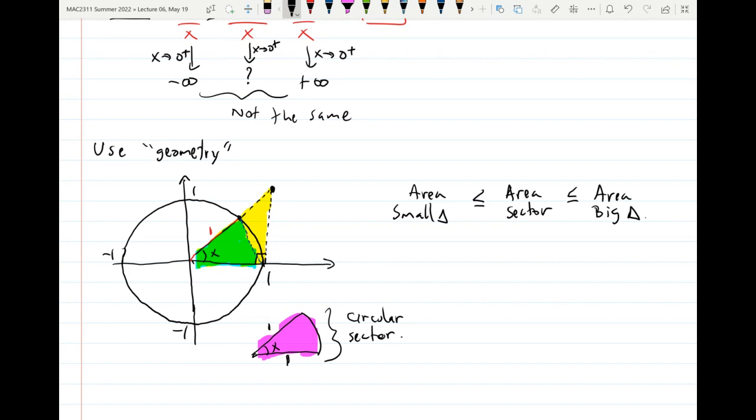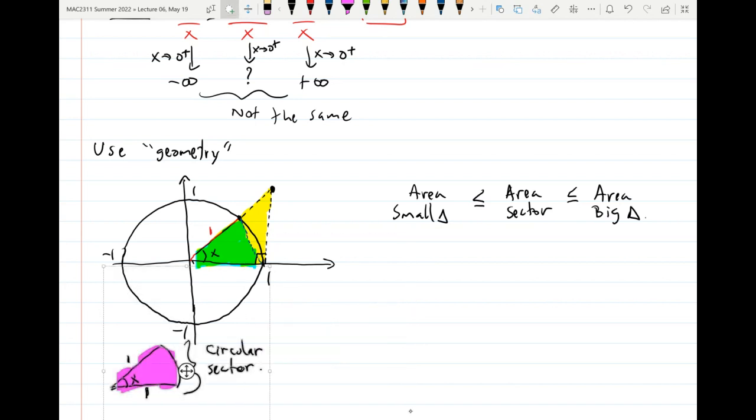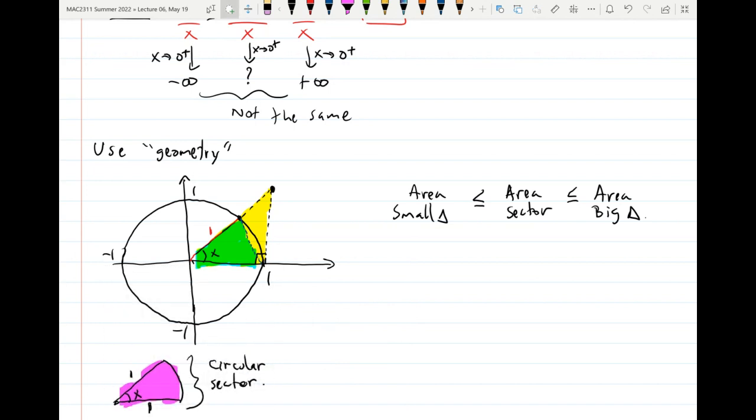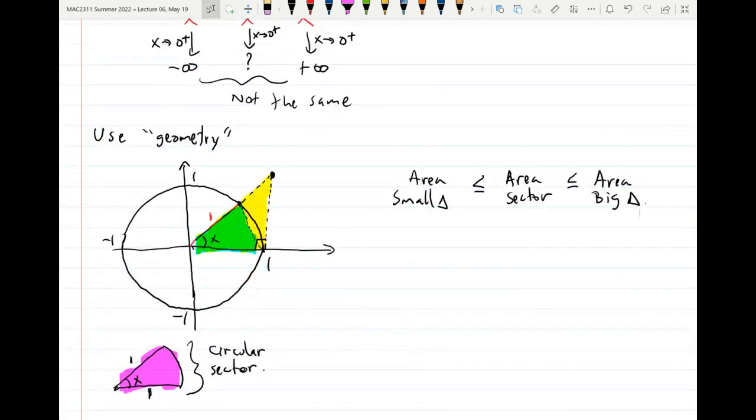Now we just need to figure out what these values are equal to. For the small triangle, we're gonna use a formula for area that you learned back in trigonometry. Notice that in the green triangle, we have the angle x, and then one side which is 1, that's the radius, and this other side is also 1, another radius of the circle. So we know two sides and the angle in between.